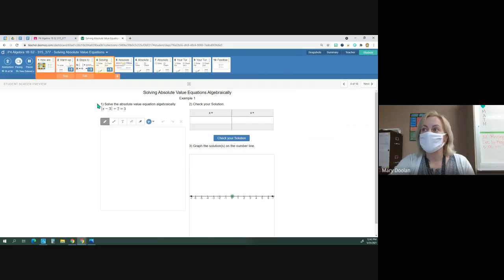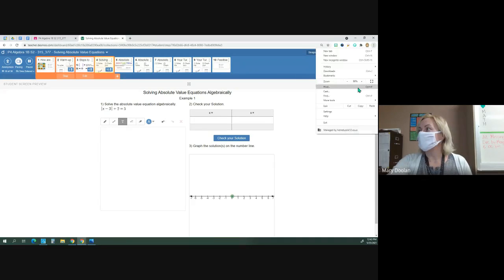Okay, and so we're going to see that here. We're going to actually work out this equation, solving it algebraically, which means we're going to show our work in this area here. You can try to draw on this area. You can try to type. I really haven't figured out how the equation tool is any different than the text tool. So if you do figure that out, let me know. I'm just going to use the text tool, and then when it comes to putting in these absolute value signs, I'm just going to use the line tool to draw those in. So it'll work that way. So we're going to work it out here, put our solutions here, check that they're correct, and then graph them on a number line.